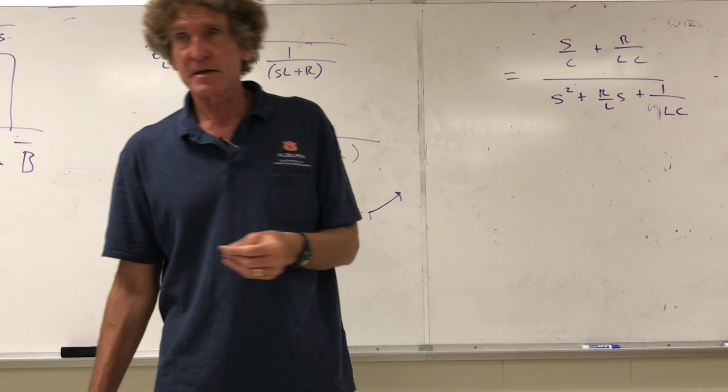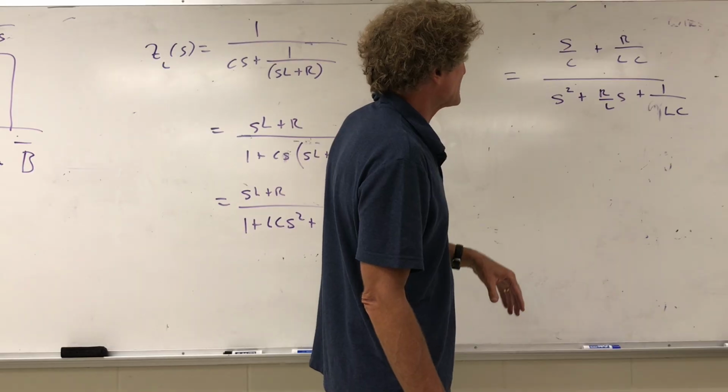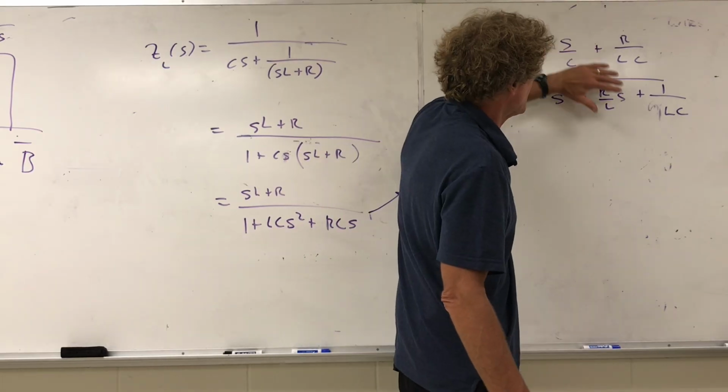What's the impedance of an inductor at DC? When S goes to 0, what do you actually get? Those two go away, right?